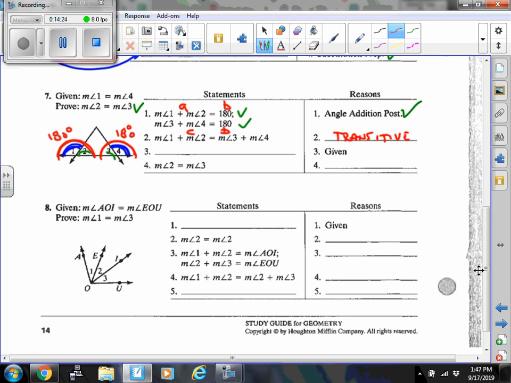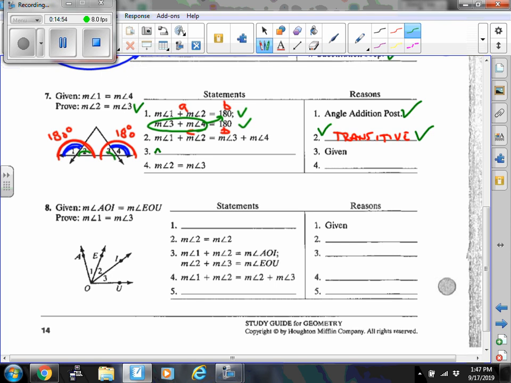Now somebody could say, well, I'll use substitution. Yeah, you can substitute. You can take this and substitute it in for 180. That would be a justifiable statement. So transitive is just one justification there. Okay, now once I have 1 and 2 equal to 3 and 4, now I can use substitution.